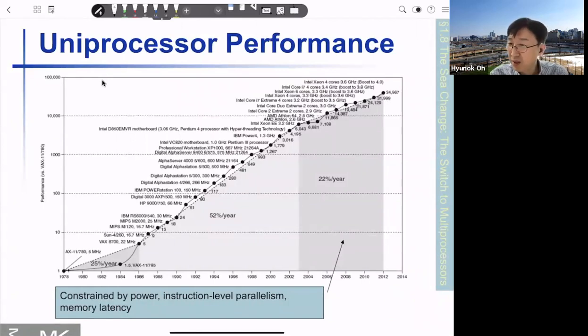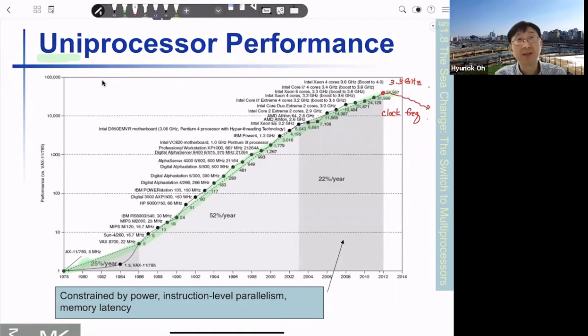Here is the performance of a uniprocessor, a single processor. It was increasing, following the clock frequency. This is the clock frequency, which, as you know, reached almost 3.5 gigahertz. After that, the clock frequency is actually going down, so single core performance is not going to be improved anymore.